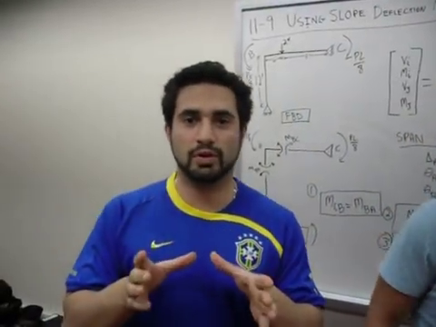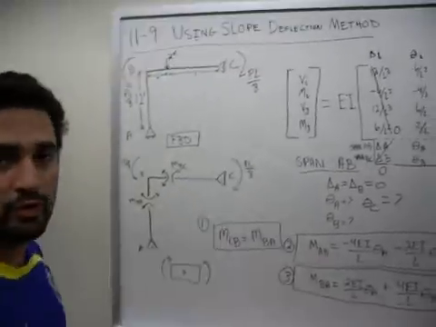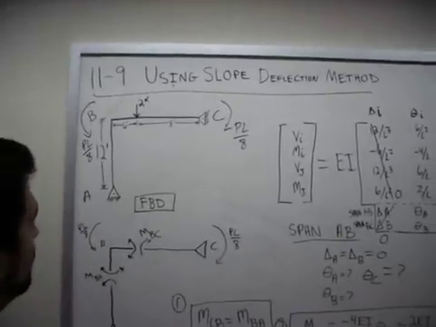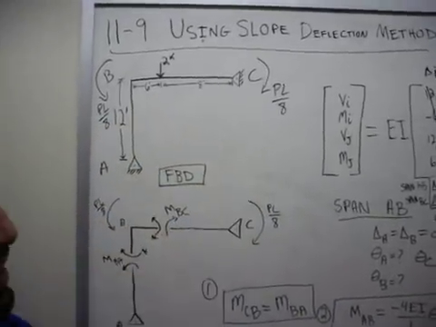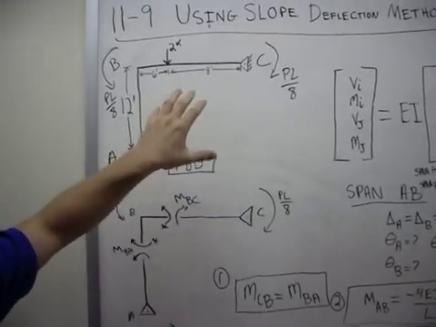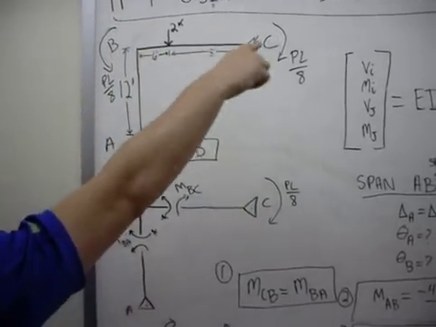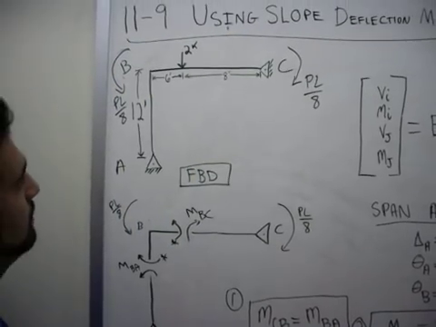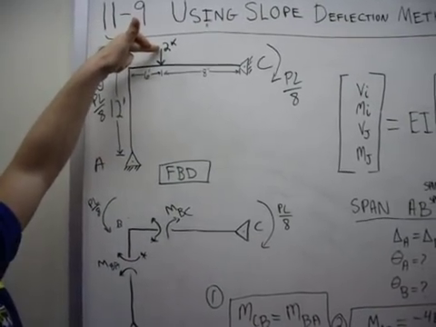We're going to go straight to the point right now, so let's do the problem. We're doing problem 11.9 from the textbook using the slope deflection method. Now, here's the beam that we have, L-shaped, and we have a load on top, 2K.